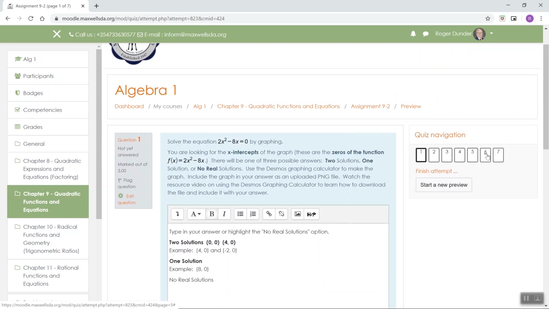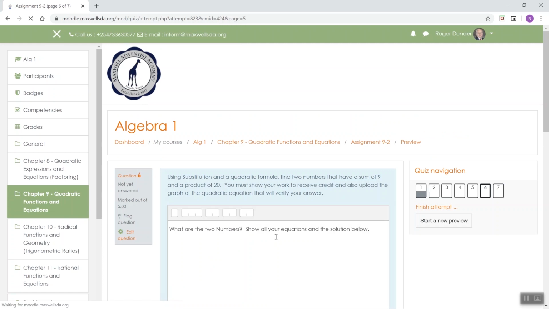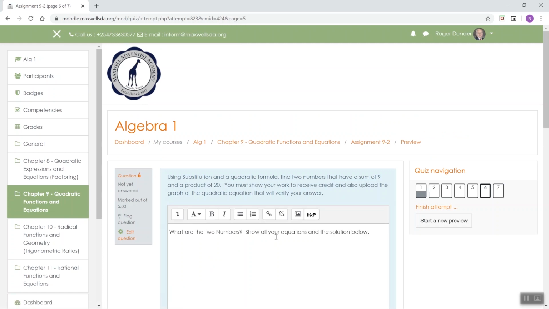Now, down here later, like at number 6, I think it is, there's another problem that's a little challenging maybe, although not too hard. I'm not going to solve this one for you, but I'll do something similar.